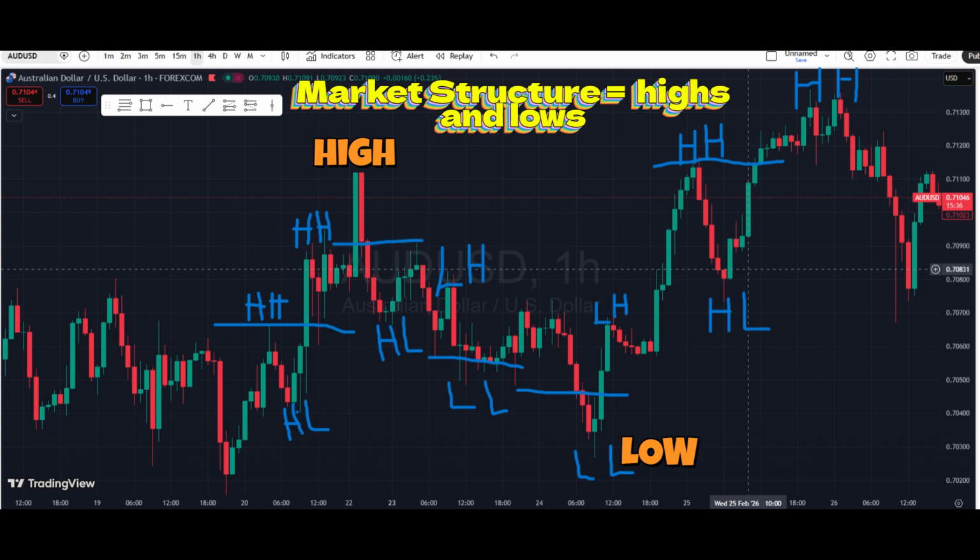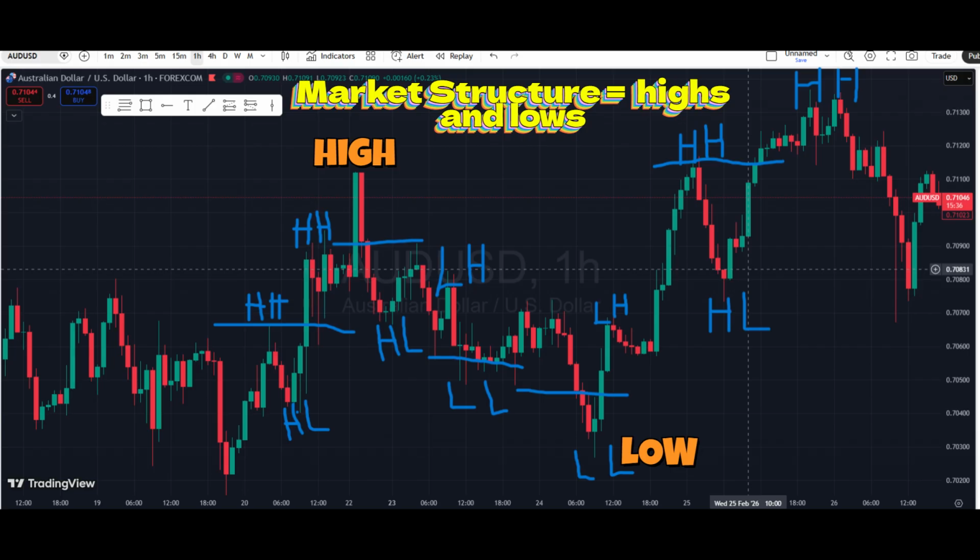We say that's bullish structure. So the rule is this: in an uptrend, look to buy at the higher lows, not at the highs. Most beginners buy the top, while the professionals buy the pullback.